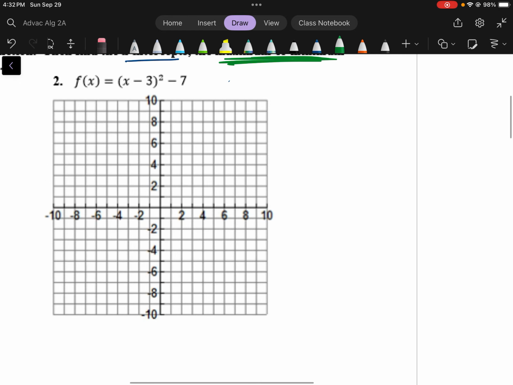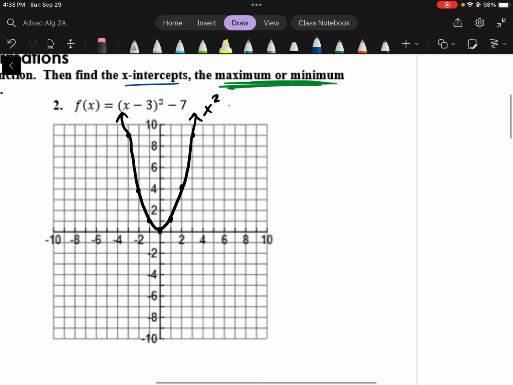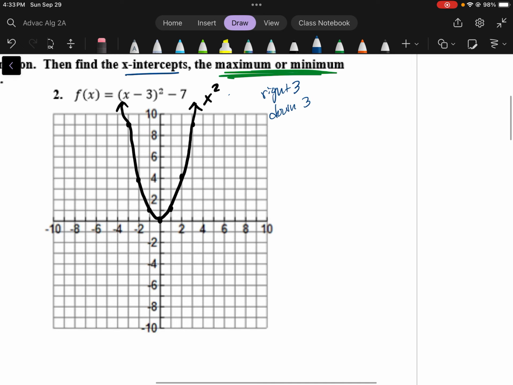Number 2, kind of the same things going on. Again, you have your parent function, and then you need to figure out which transformations are happening from that. You do not have to graph the parent function every single time. I'm just doing it to show you. So again, that's just x squared. And so over here in our equation, we have x -3, which means we're going to go to the right 3. And then I have -7, which means we're going to go down 7.